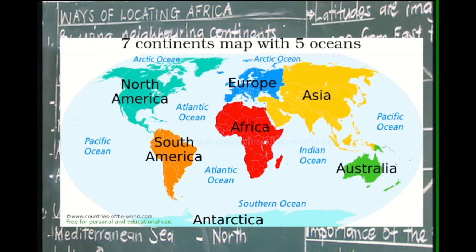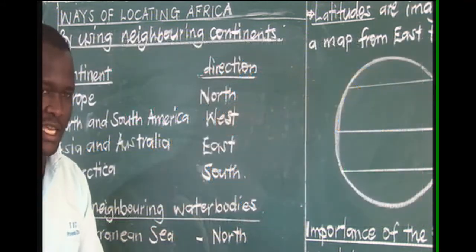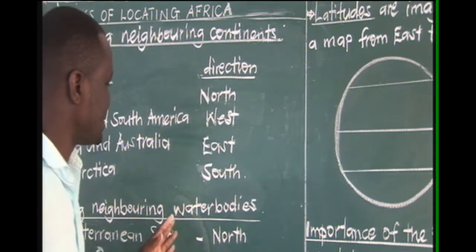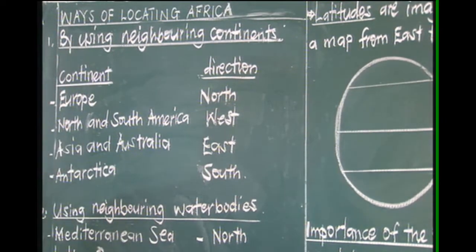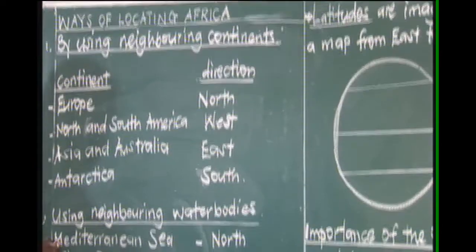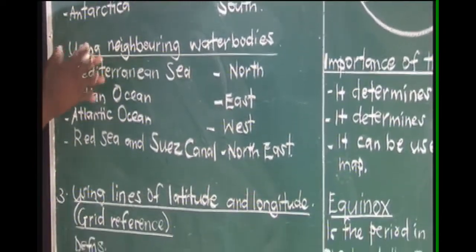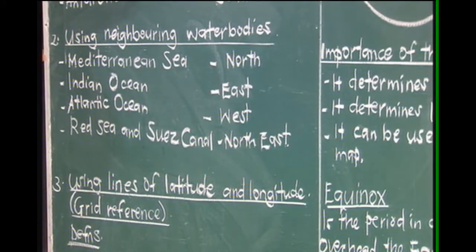Next, we can locate Africa using neighboring water bodies. Just like we said at the beginning, and I will not get tired of telling you that, a continent is a large mass of land surrounded by water, or by water bodies. You can also say it like that. Which means Africa is surrounded by very many water bodies, as we are going to be looking at them. The first water body we have is the Mediterranean Sea.